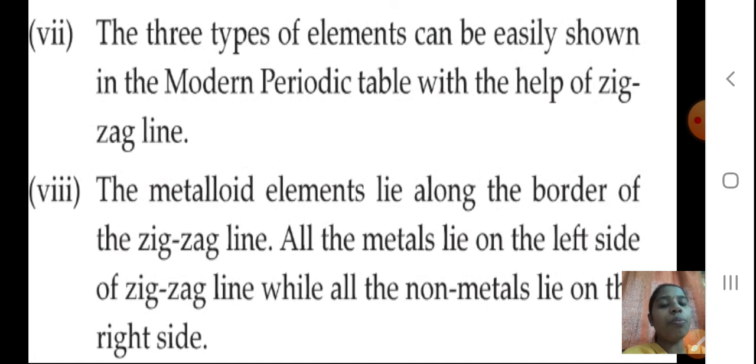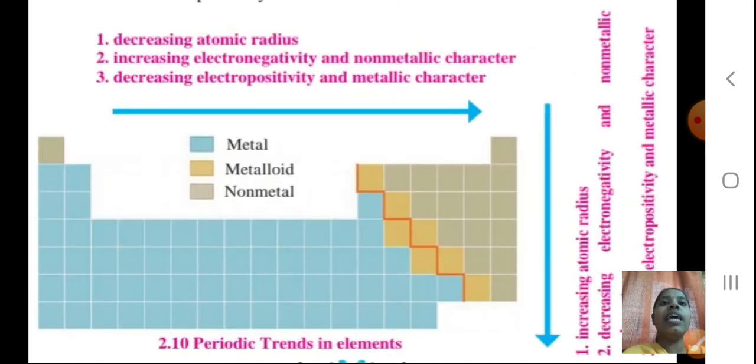Okay students, I hope you understood till here. Now, this important diagram I told you in the session is very important. If you remember this diagram, you can easily write all the trends. No need of mugging up anything. Decreasing atomic radius from where? Left to right. Increasing electronegativity and non-metallic character. Decreasing electropositivity and metallic character. It is all from the left towards the right hand side.